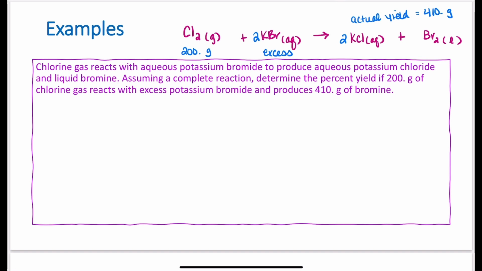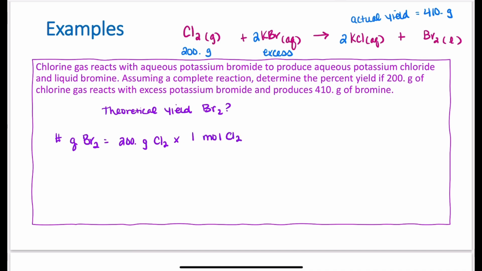I need to know how much bromine I could actually make, theoretically. So what is my theoretical yield? It's based on how much chlorine I'm reacting, because that's my limiting reactant. So number of grams of Br2 that can be produced if I react all 200 grams of Cl2. Have to convert to moles first. 1 mole of Cl2 weighs 70.90 grams. Again, that's from the periodic table. Chlorine is 35.45, so 2 of them is 70.90, keeping my 4 sig figs.